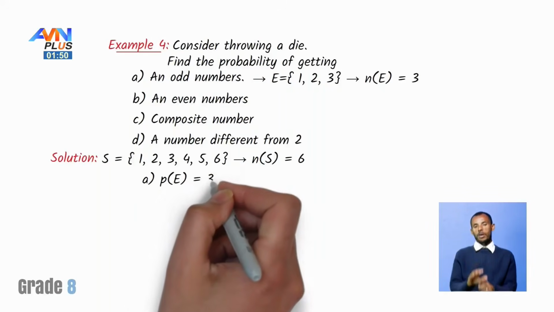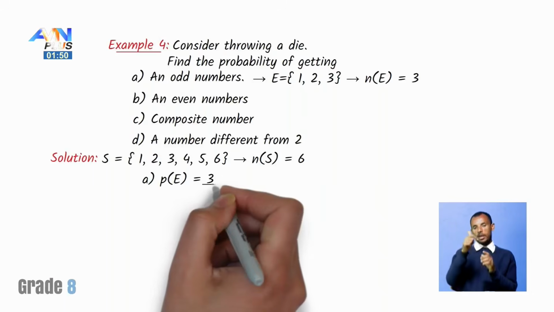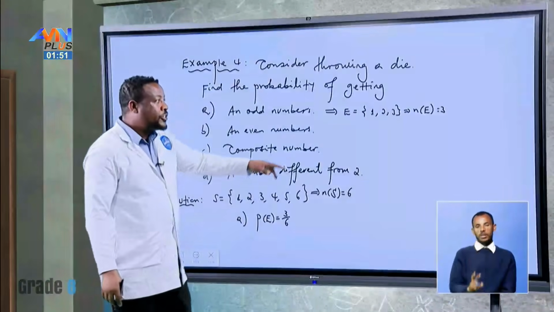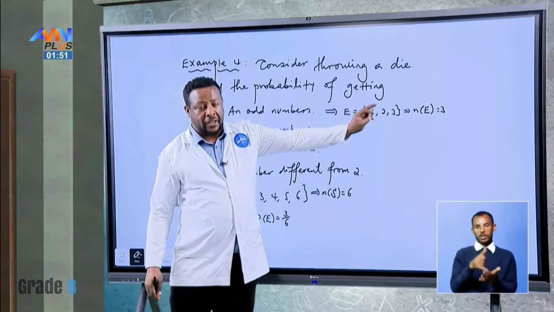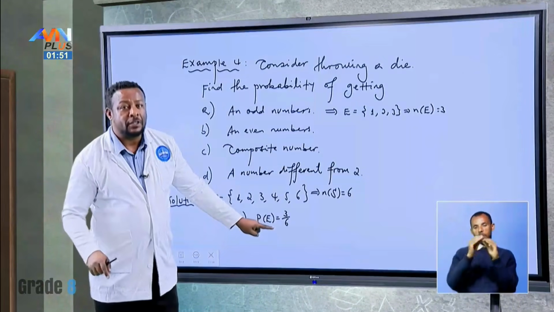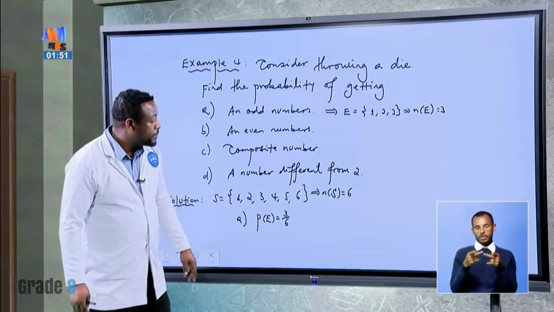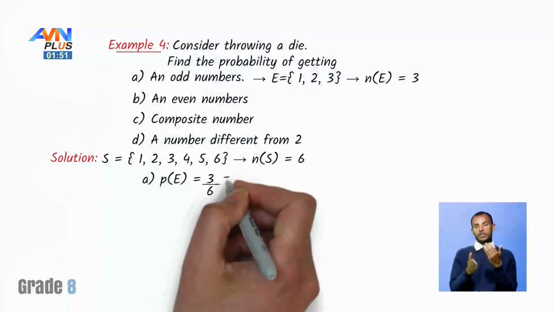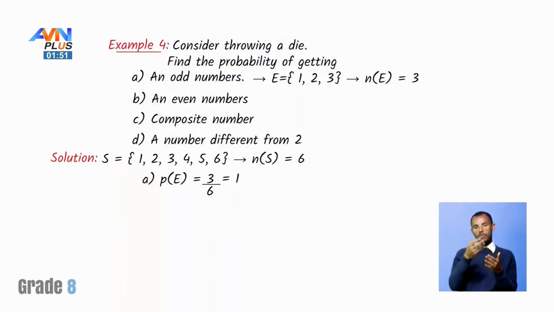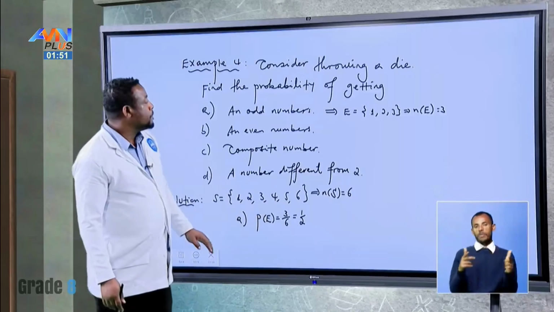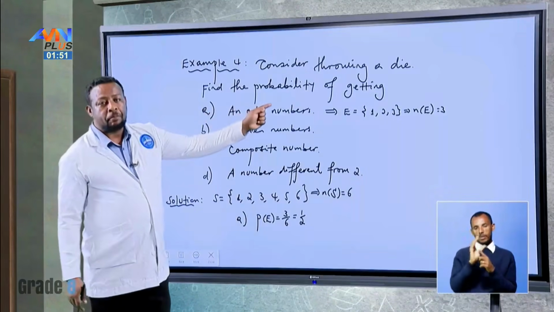So the probability of an event in A is 3 over 6. Why 3? Because it contains 3. So 3 over the number of elements of the sample space. So 3 over 6 can be simplified. You can write it as 1 over 2. Its equivalent form is 1 over 2 or 0.5. So this is the probability for the event in A.